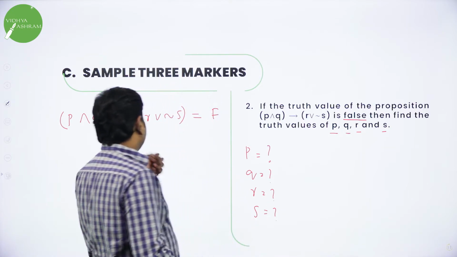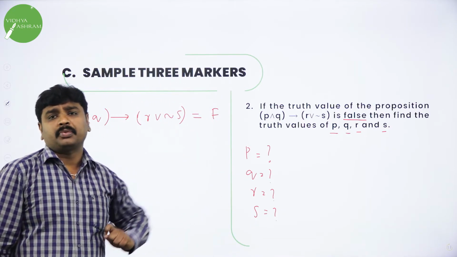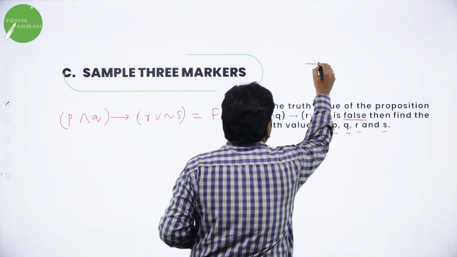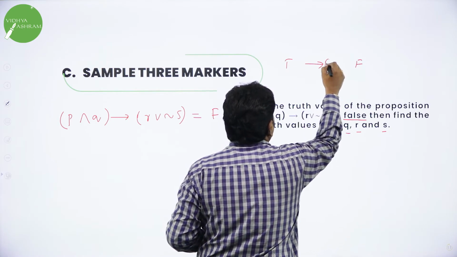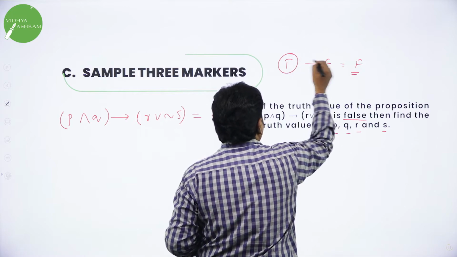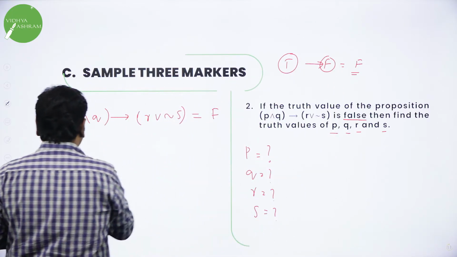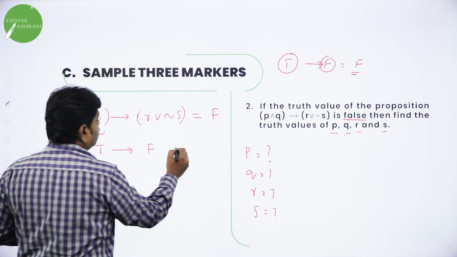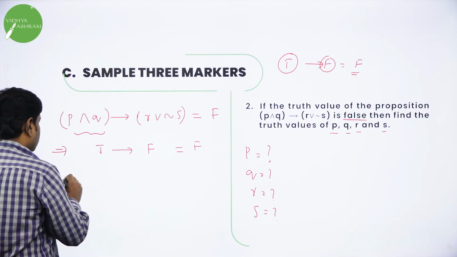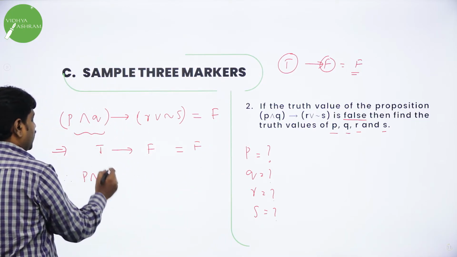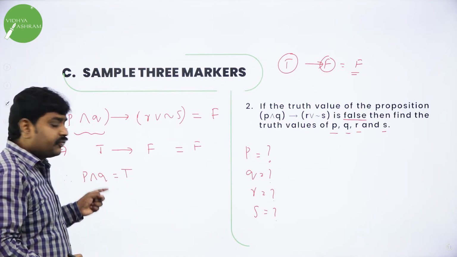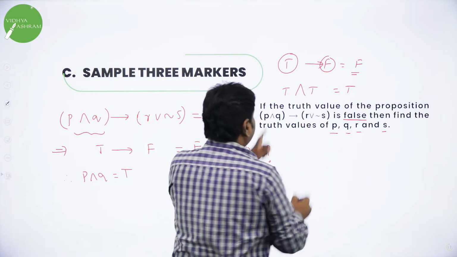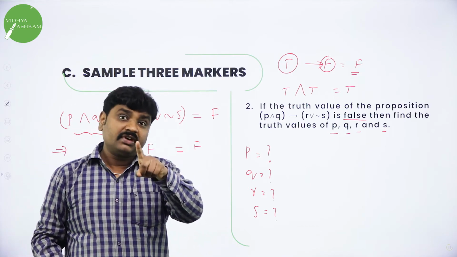Interesting. See, look at the compound proposition given here. If you observe, they give implies. All of you know, for implies to be false, the first one should be true and the second one false. So I can say this whole thing should be true and this whole thing should be false, then the answer is false. So in the place of P and Q, there should be true. And all of you know the logic for AND: it becomes true if both are true. Only true and true is true. In an AND operation, if any one is false, the result is false.